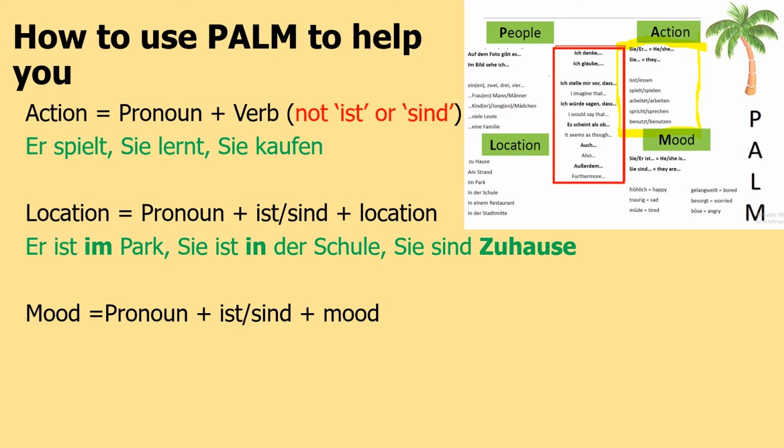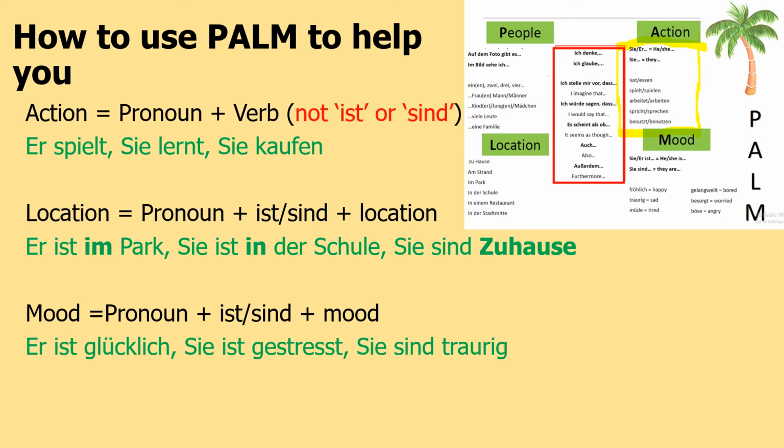For the mood part, again, you can use a pronoun and then ist and sind, and then you add the mood onto it. So for example, we've got ist glücklich, he is happy, sie ist gestresst, she's stressed, or sie sind traurig, they are sad. Okay, so location and mood is always where you're describing something to do with that person in more detail. So you're not describing what they're doing, you're describing where they are or how they are feeling at that particular moment in time.